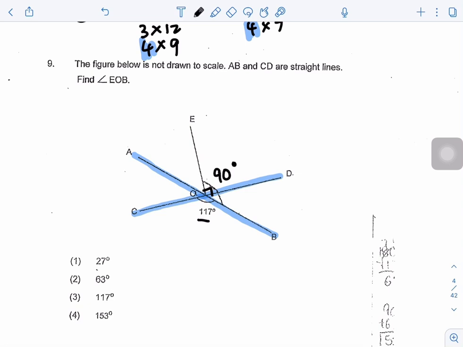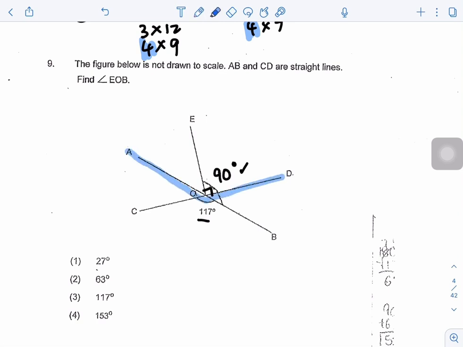Find EOB. Where is EOB? EOB is here. Okay, we're trying to look for this angle. We already know this is 90 degrees, so what we need is over here, right? Let's see. Okay. Let me erase all this.